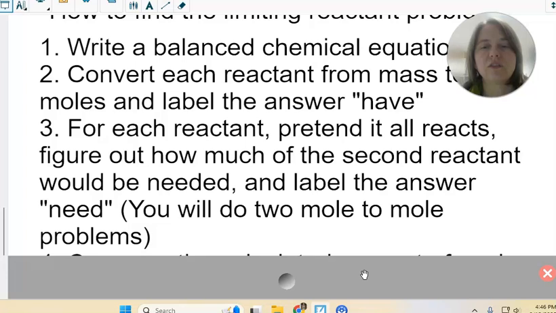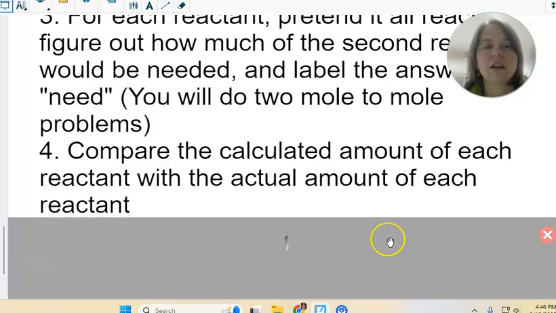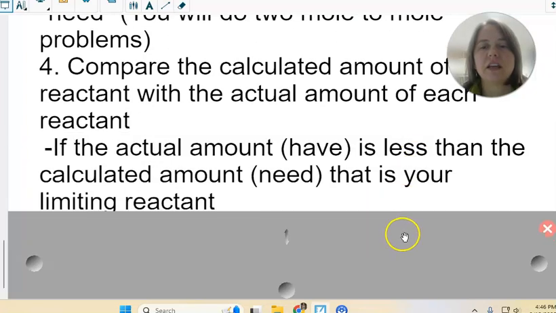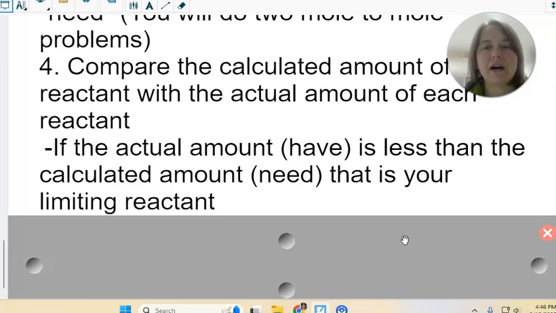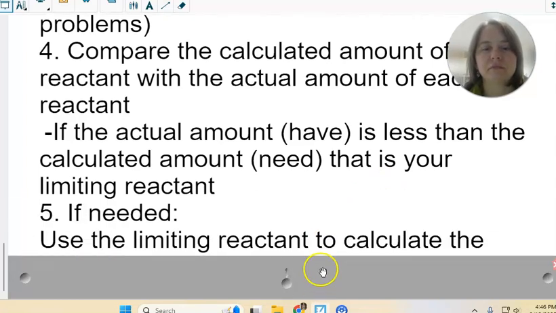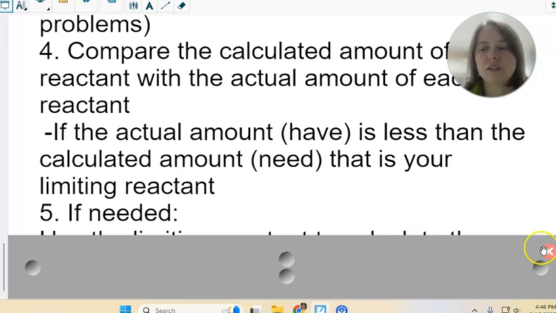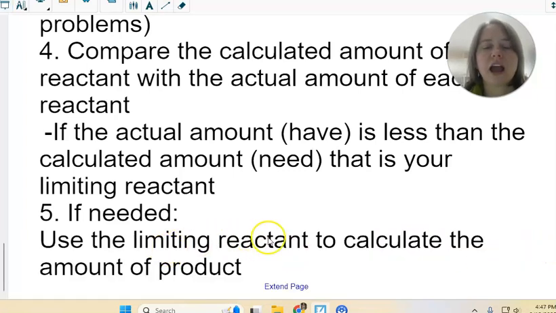So this might sound a little confusing, but we'll go through it and it'll make more sense. Next, you're going to compare the calculated amounts, the needs, with the actual amounts, the haves. And if the actual amount you have is less than the calculated amount you need, that is your limiting reactant. Then, use the limiting reactant to calculate the amount of product. If the question asks you to take one more step, then we will do step 5.